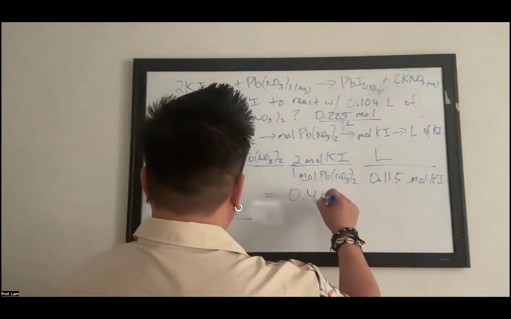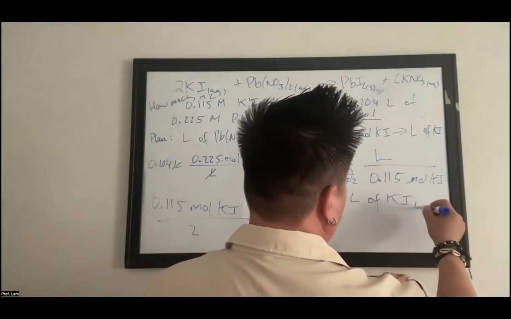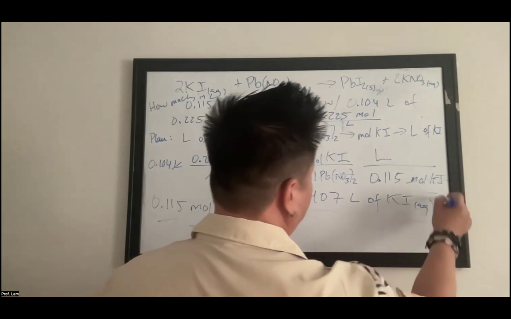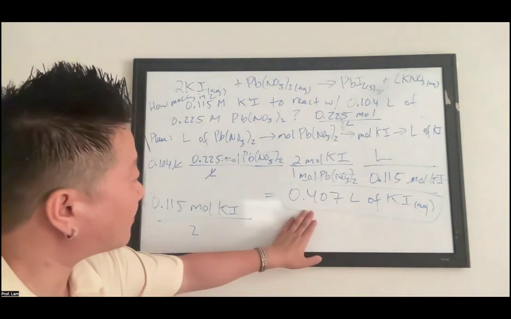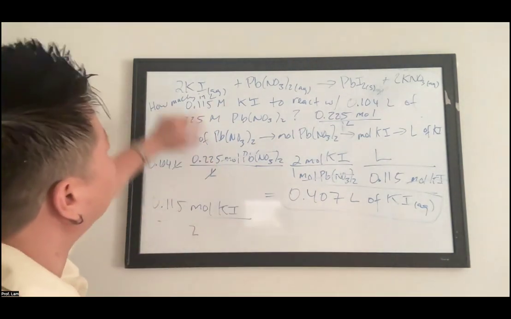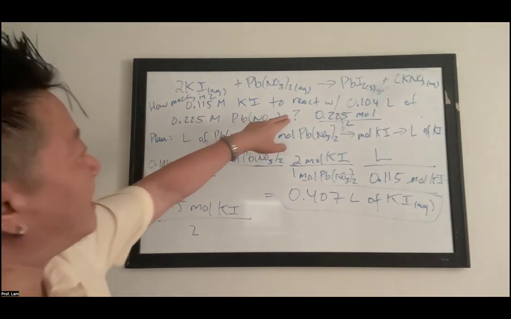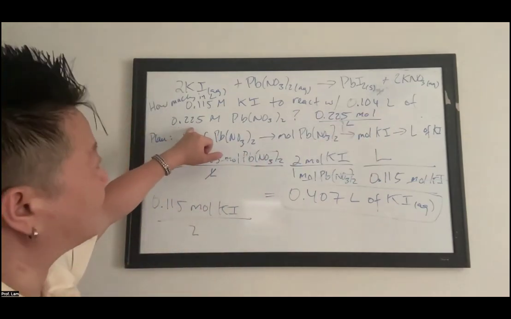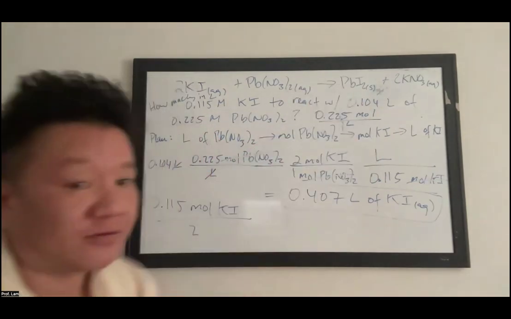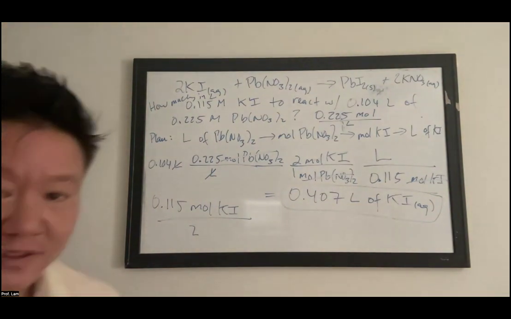So 0.407 liters of KI aqueous solution. What we're saying is it'll take 0.407 liters of KI in order to completely react with 0.104 liters of this, to completely precipitate out lead iodide. All right.